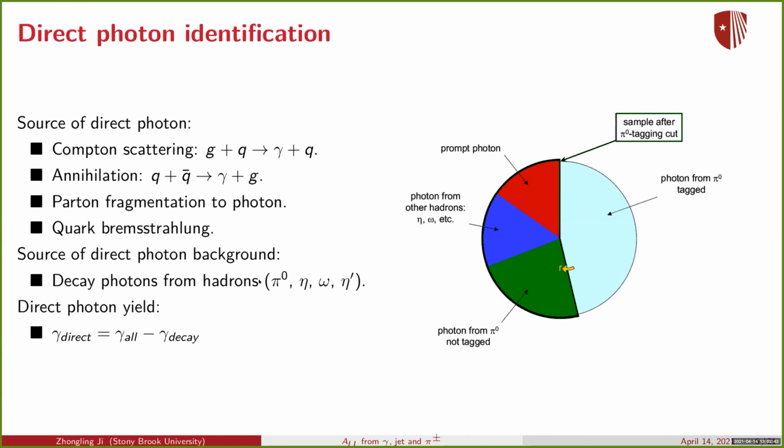The main background comes from hadron decays. Most are pi zero, but also include eta, omega and eta prime. The measurement is to first measure all the photons, then subtract those decay photons, and what remains is the direct photon yield.